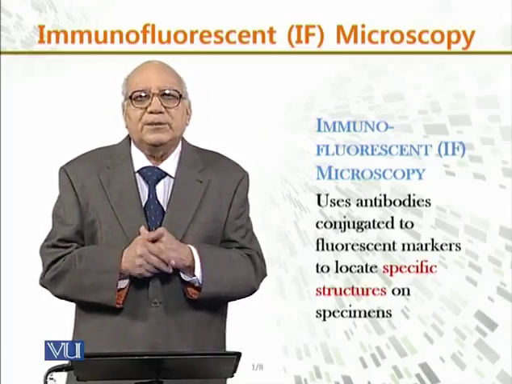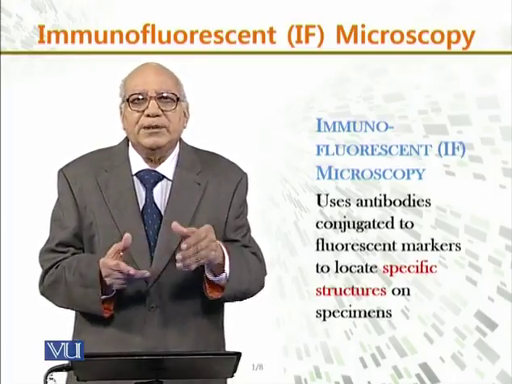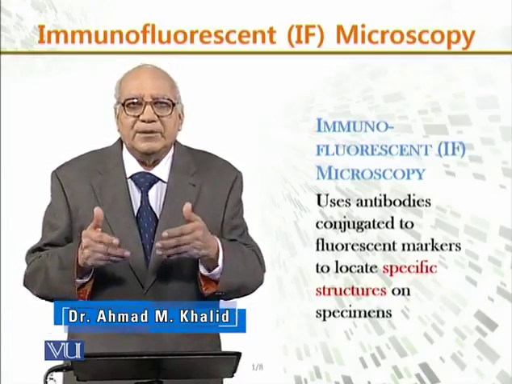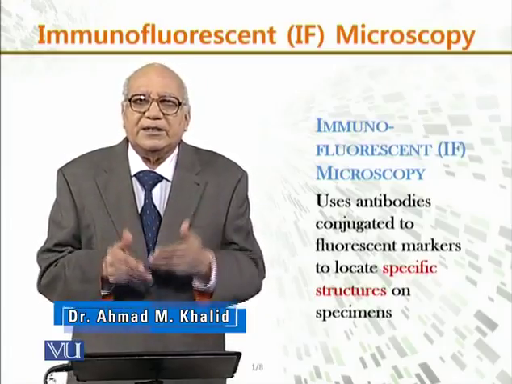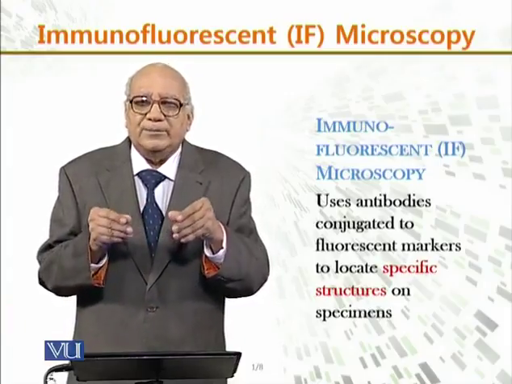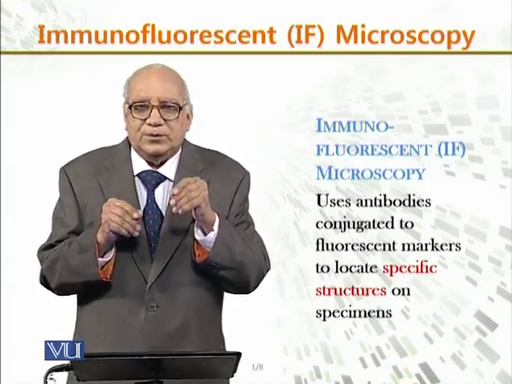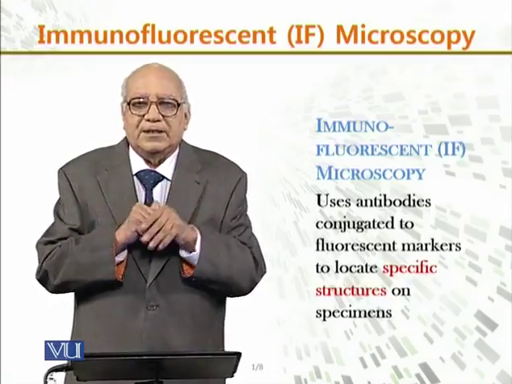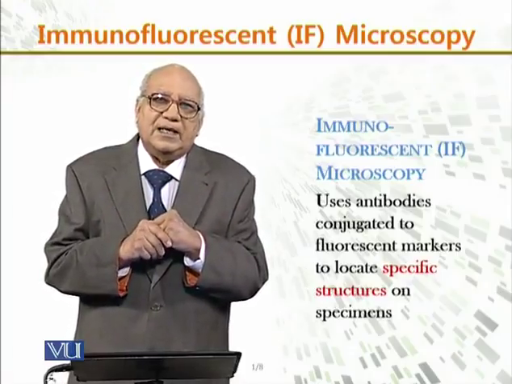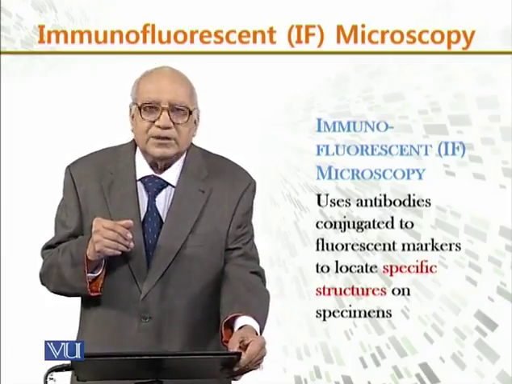You see, to determine the antibodies, we have to use the marker. It can be a conjugated protein, it can be a conjugated enzyme, or some other marker which imparts the color. Now, in this method, we use the antibodies which are conjugated to fluorescent marker to locate the specific structure on a specimen. This is very helpful to determine the structural specificity and the structures which are there on the specimens.